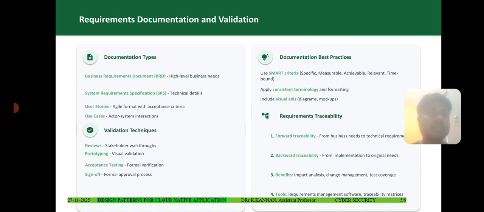tools. Forward traceability is from business need to technical requirements, and backward traceability is from implementation back to original needs. The benefits are impact analysis, change management, and test coverage. That is the main reason for requirement traceability. And we use tools and software so traceability is easy to maintain for all the requirements.